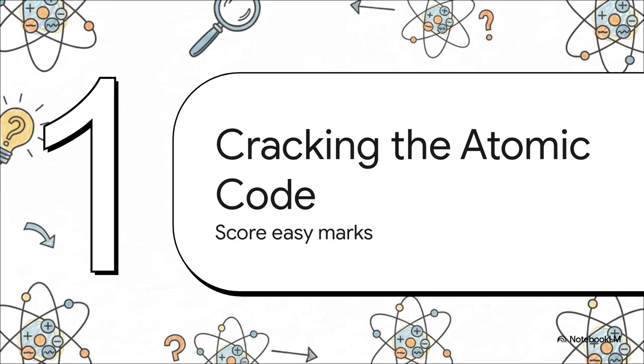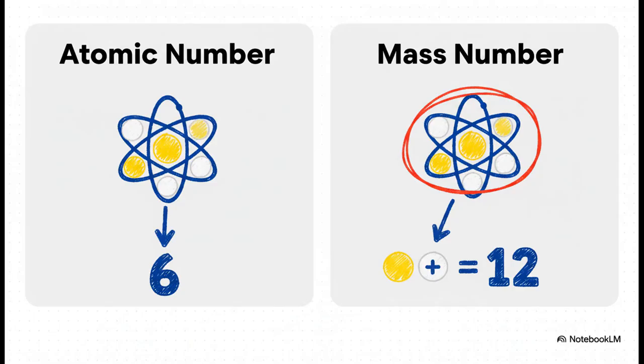Let's figure out how to read that map. Okay, listen up, because this is a super common trap students fall into. You've got the atomic number and the mass number. The atomic number is just the number of protons. That's it. The mass number, on the other hand, is the total count of protons and neutrons together. A simple way to remember? The mass number is always the massive number. It's bigger, because it's counting 2 things.